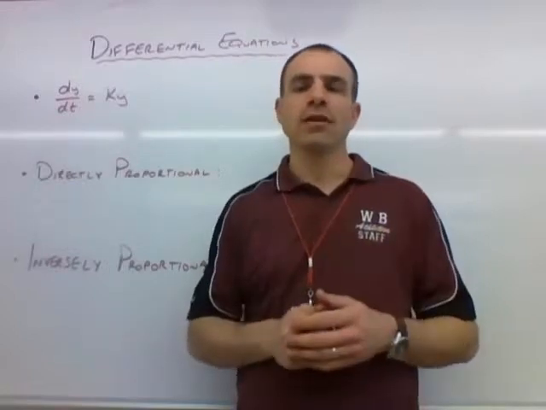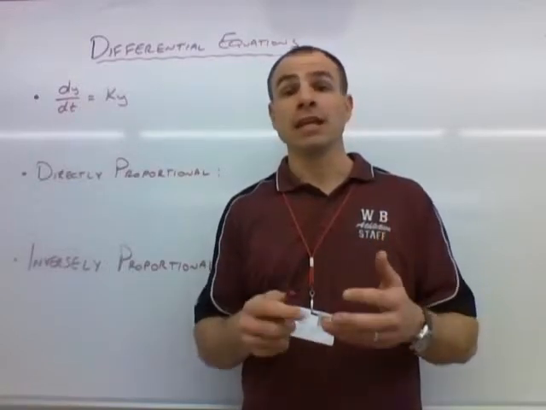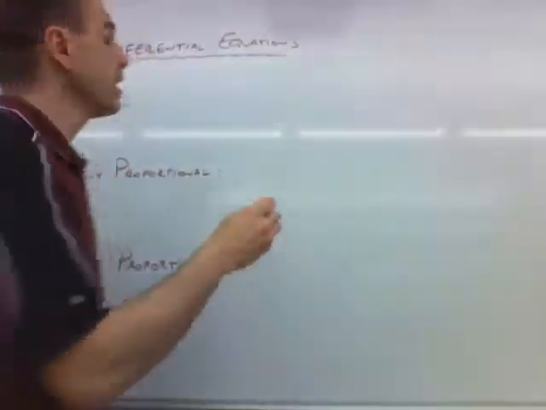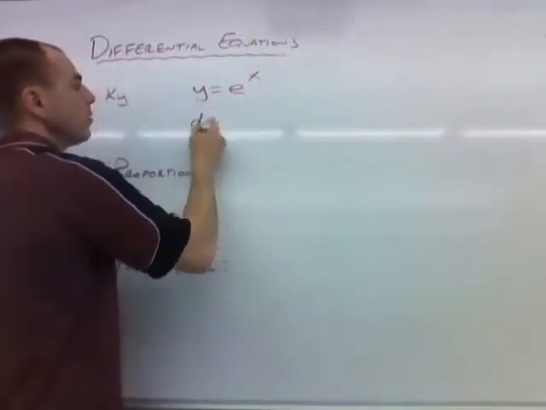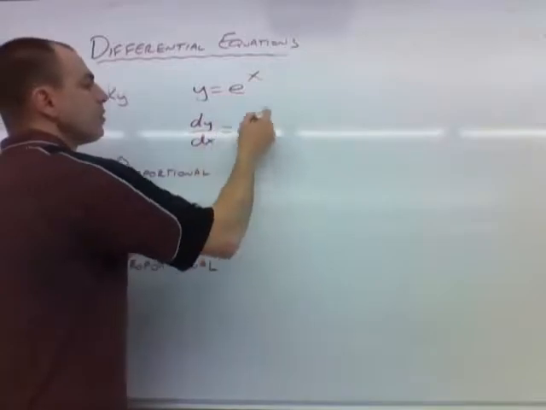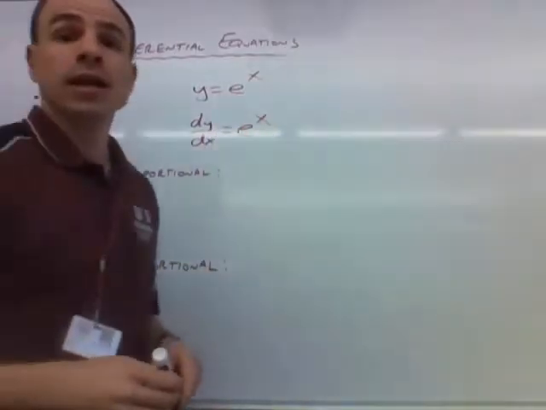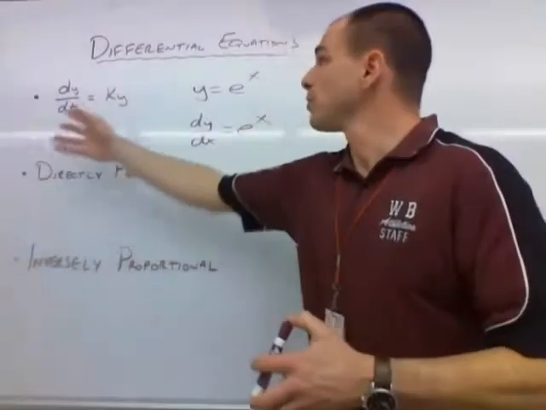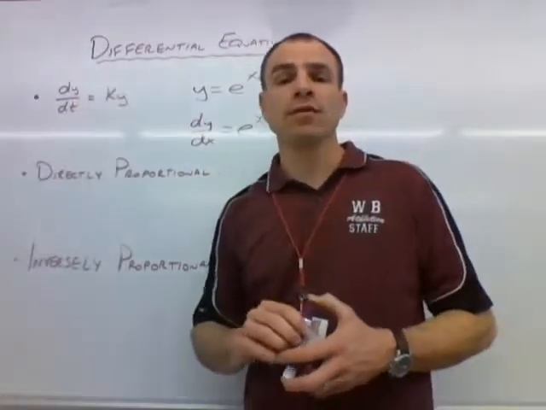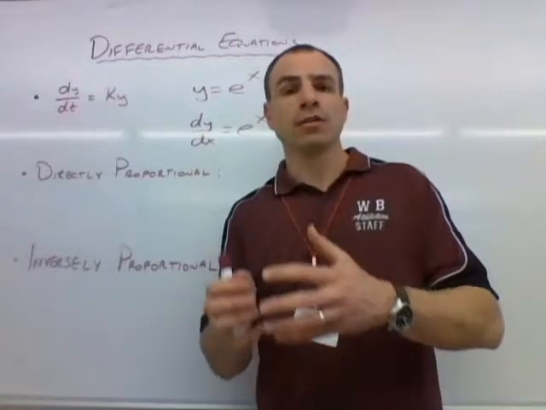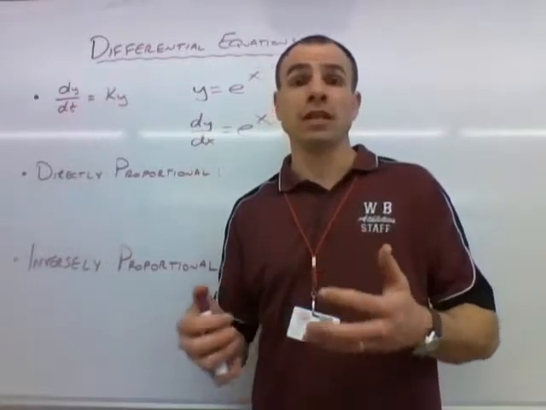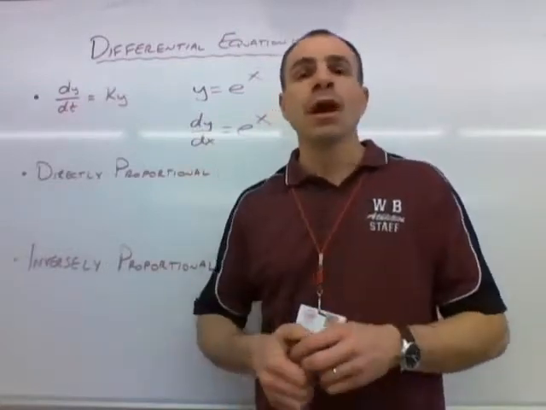So you're probably thinking, okay, I remember this. I know that e derives to itself, okay? If y is equal to e to the x, well then dy dx, that was also e to the x, okay? And that's what they're talking about when they give you this function. When they're talking about a dy dt equals ky, they are telling you that y involves e to the x or e to the t.